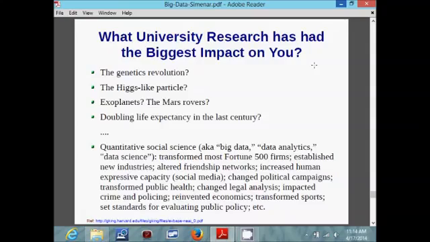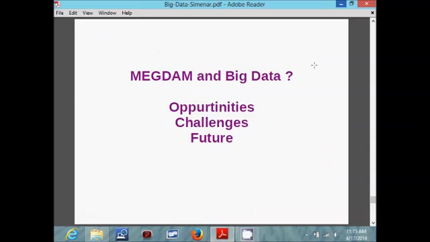This is an open issue about Megdam and big data. What are the opportunities, challenges, and future of big data in Megdam Center? You may need to have a brainstorming session with the professor to discuss these issues. These are some references that I used to collect these materials.